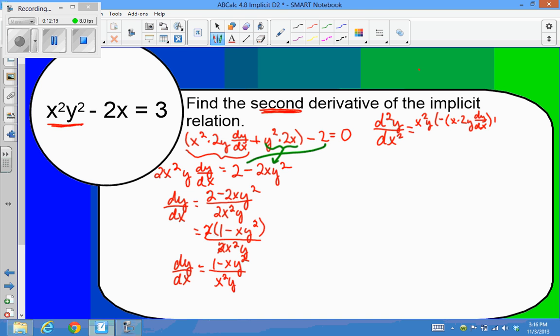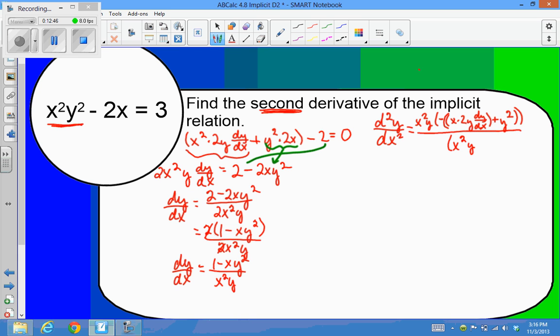plus the second. Let me put another little parentheses in here. First times the derivative of the second, plus the second, which is a y squared, times the derivative of the first, which is a 1. Okay, all over the bottom.